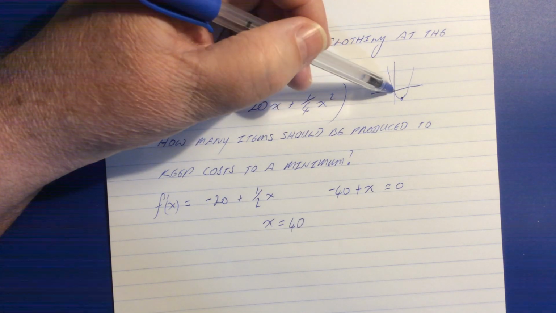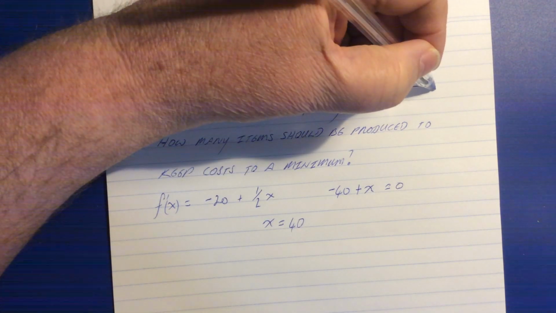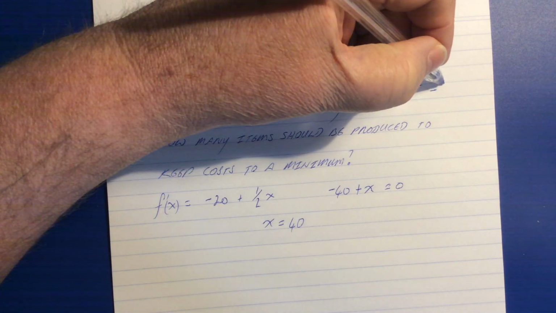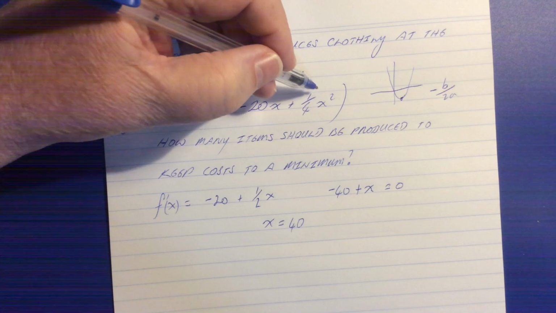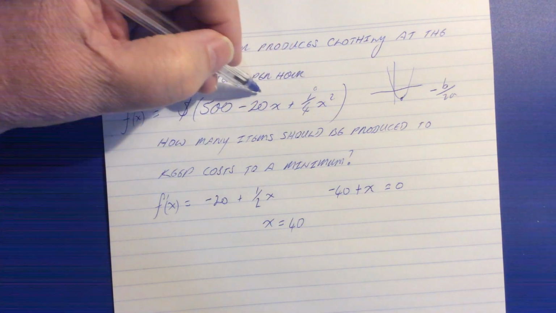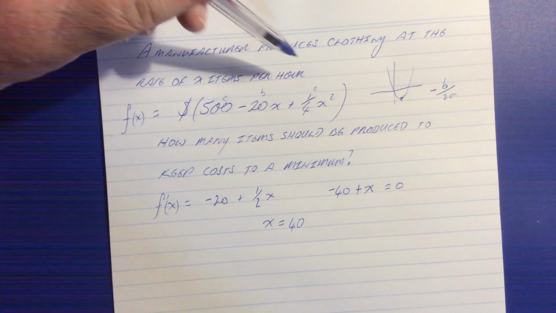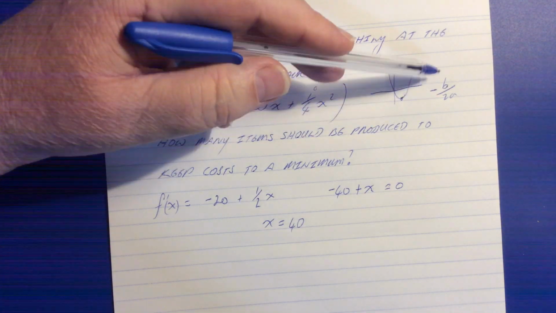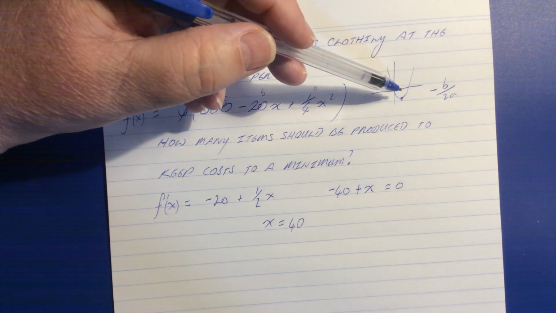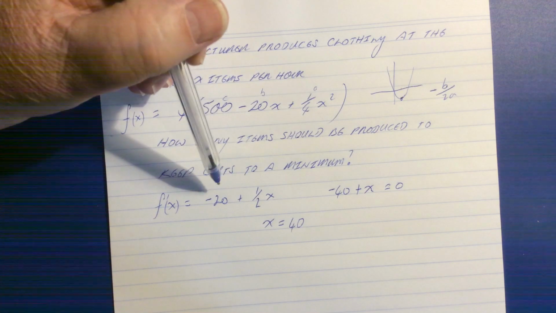The other way of finding the minimum is to go negative b over 2a. Now this is a, that is b, and that is c. This is written slightly backwards, but you can find that. You can find 40 by using that.